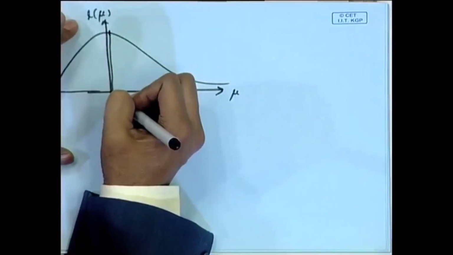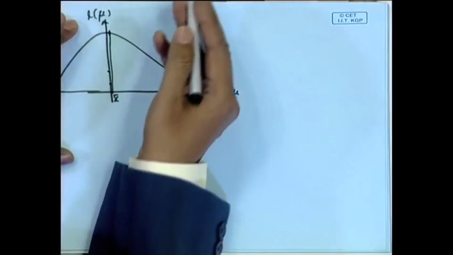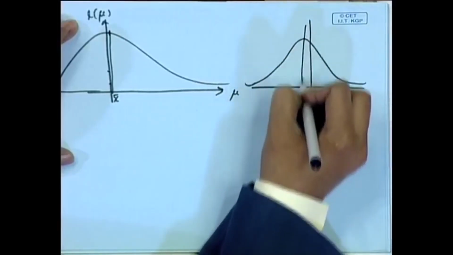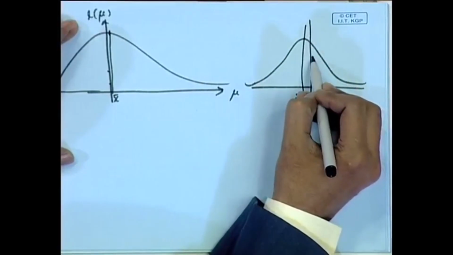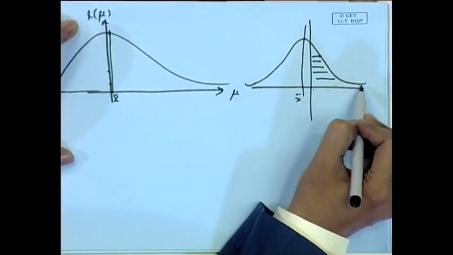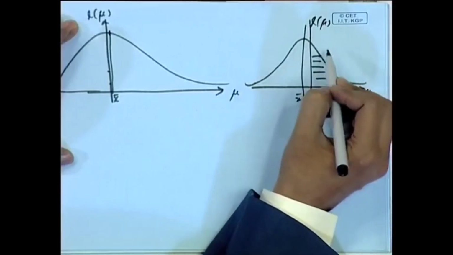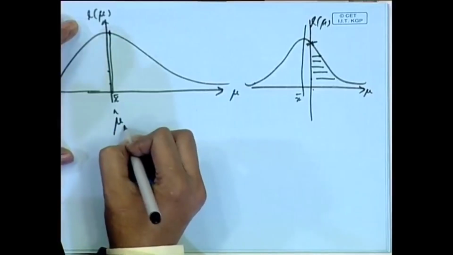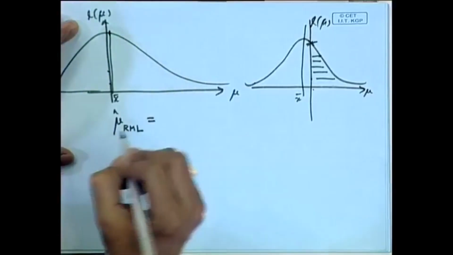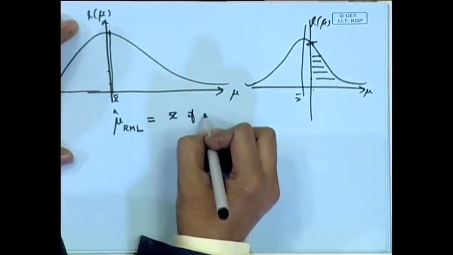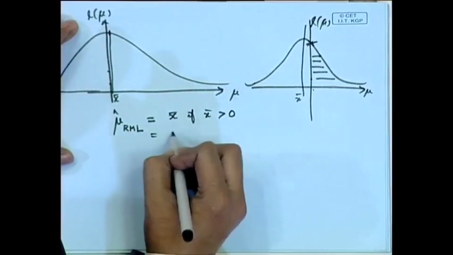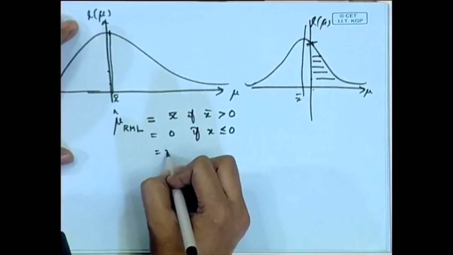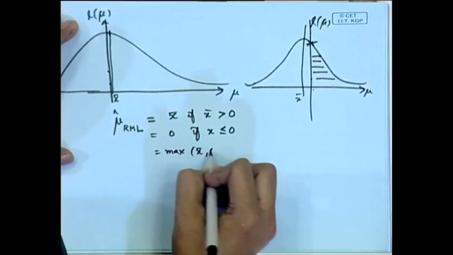Now, if x bar is bigger than 0, then we may take x bar, but we may have a situation where x bar may be less than 0. So, if the parameter space is this, then the maximum is occurring at 0 itself. So, the restricted maximum likelihood estimator becomes x bar if x bar is greater than 0, and it is equal to 0 if x bar is less than or equal to 0, which we can actually call the maximum of x bar and 0.